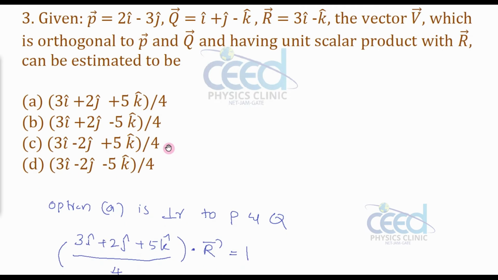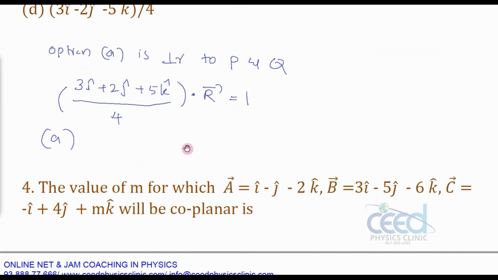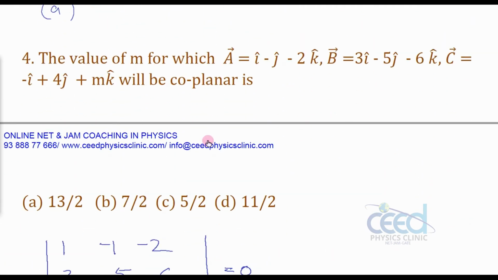Okay, so A is the option. Here I have given the answer. The value of m for which A is equal to i cap minus j cap minus 2k cap, B is equal to 3i cap minus 5j cap minus 6k cap, C is equal to minus i cap plus 4j cap plus m k cap will be coplanar.